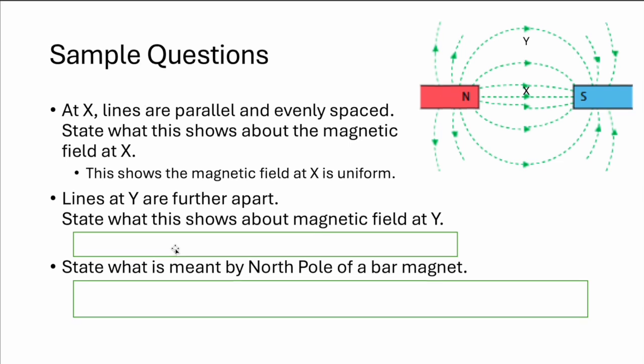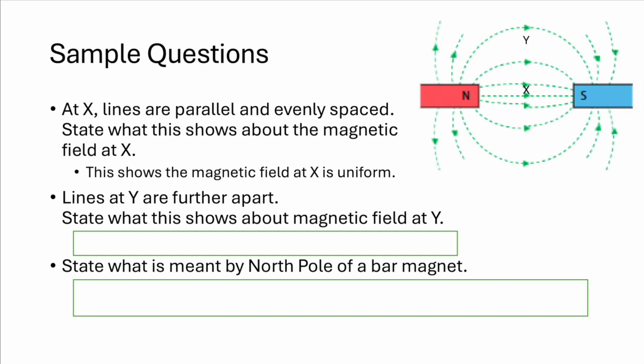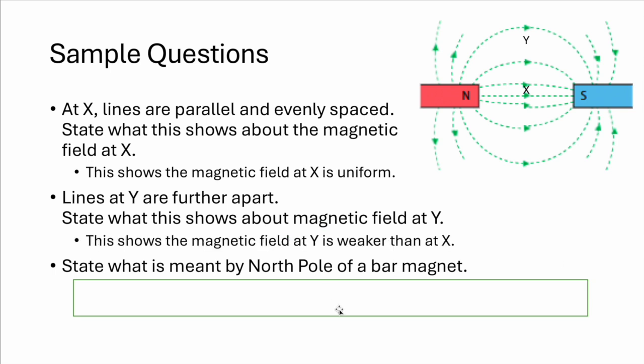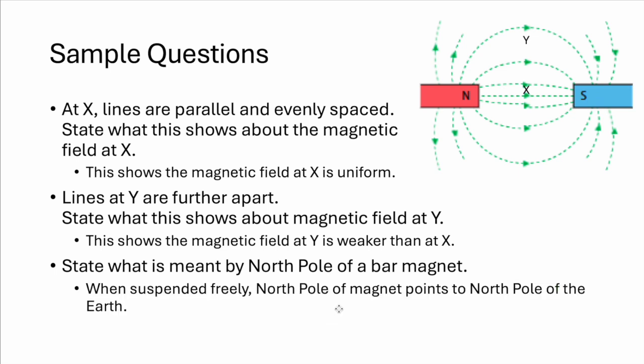So the next question: lines are further apart. What does it tell you about the magnetic field? It's non-uniform, and region Y will be weaker. Next, state what is meant by North Pole. When freely suspended, the North Pole points to the North Pole of the Earth.